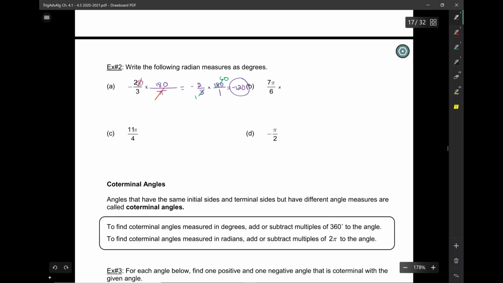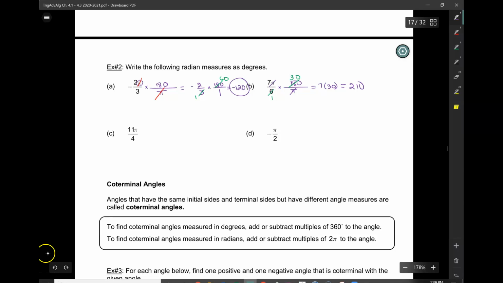Let's do another one. Times pi on the bottom, 180 on top. Pi's go away. Now, I can divide the 6 and the 180. I can divide the 6 by 6, I get 1. The 180 by 6, I get 30. So that gives me 7 times 30, 210. And the same way, I could do the rest.